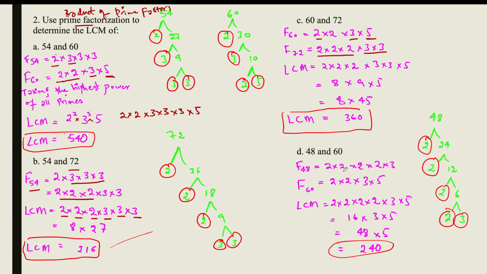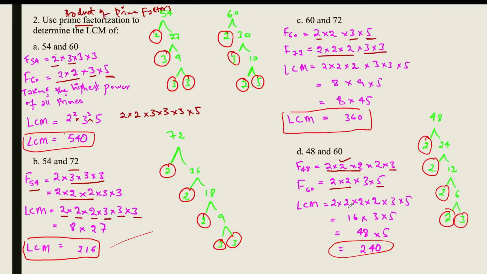48 and 60, again we express a number as a product of prime factors. Once that's done, we look for the highest factor. In here, we have 3 factors overall: 2, 3 and 5. The highest power of 2 is 3. As we can see, in here it's 2, in here it's 3, so we are going to consider this one. The highest power of 3 is 1, and the highest power of 5 is 1 as well.